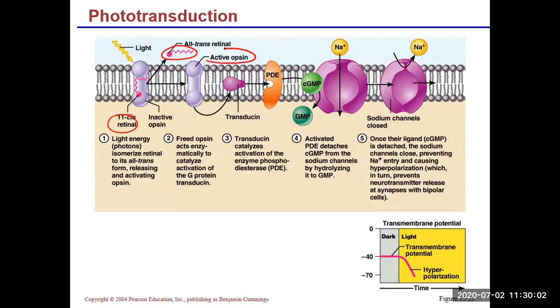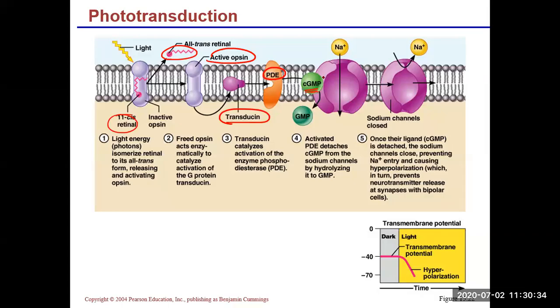Now the opsin is activated, kind of like a G-linked protein. It activates another molecule called transducin, which activates another molecule known as phosphodiesterase, PDE, which is an enzyme, kind of like adenylate cyclase. And what does this enzyme, phosphodiesterase, do? Phosphodiesterase detaches the cyclic GMP.